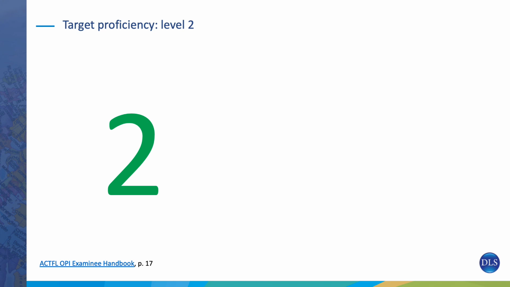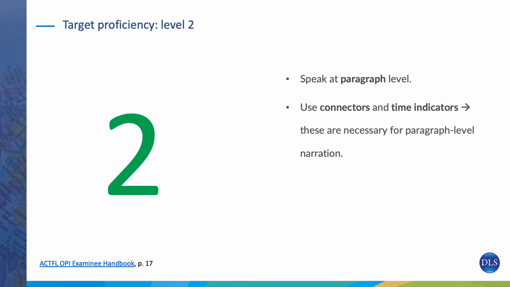If your target proficiency is level two, again, you want to pay attention to your text type. So the tester will be checking to see if you can speak at paragraph level. And when they say paragraph level, they don't mean just several sentences together. What they really mean are connected sentences. And that means that you need to be able to use connectors and time indicators. And this will allow you to knit your sentences together into a cohesive paragraph.